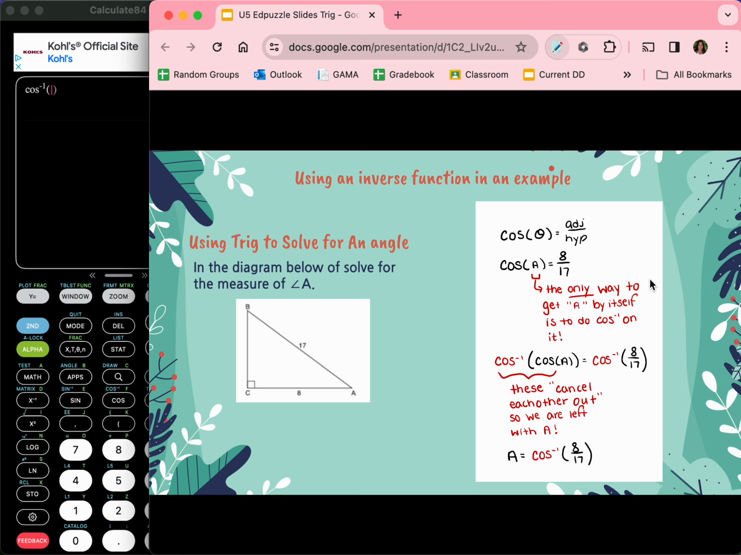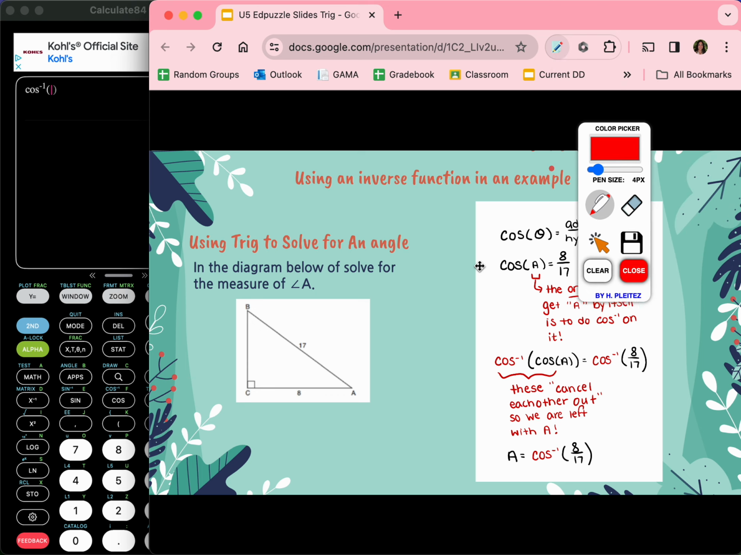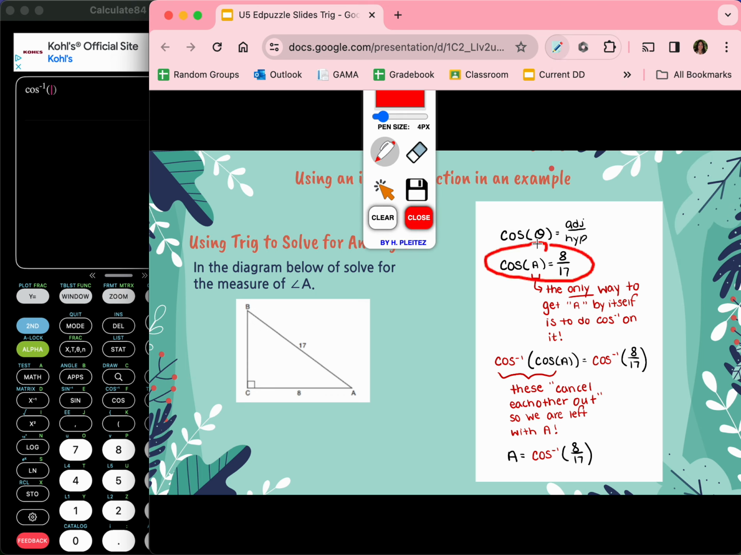So the work that we've had so far is right here. We had cosine of angle A equals 8/17. Now we said the only way to get A by itself is to take the inverse of cosine on both sides. So what that looks like mathematically: we go from here where we have cosine of A equals 8/17, and now we take the inverse on the left and the inverse on the right, because whatever you do on the left side of the equation, you have to do on the right. So we're doing cosine inverse on the left and cosine inverse on the right.